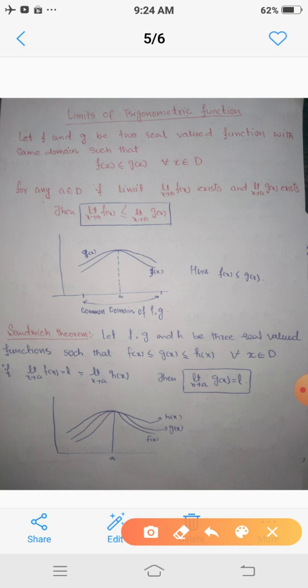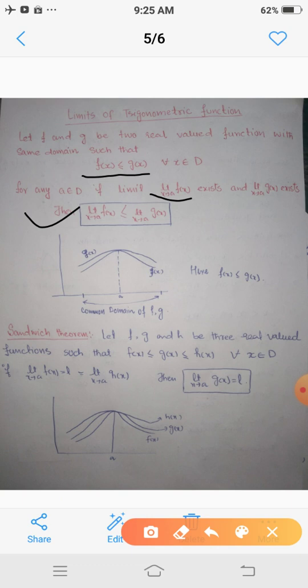Let f and g be two real valued functions with the same domain such that for all x belonging to D, where D is the domain of f as well as g, f of x is less than or equal to g of x. Then for any point a, if the limit of f of x as x tends to a and the limit of g of x as x tends to a exist, that is, if at any point the limit of f as well as g exists, then this limit of f is always less than or equal to the limit of g of x.